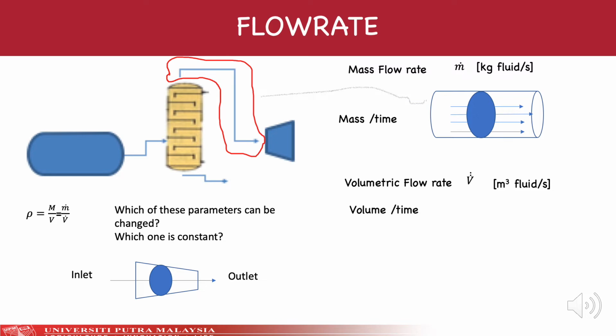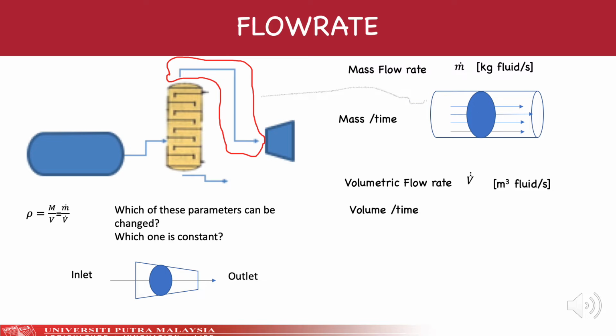So the mass flow rate is just kilogram of fluid per unit time, or kilogram fluid per second, and volumetric flow rate is denoted by V naught, and it is just meter cube of fluid per unit time, or meter cube of fluid per second.